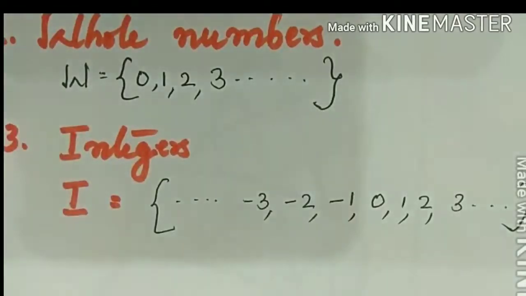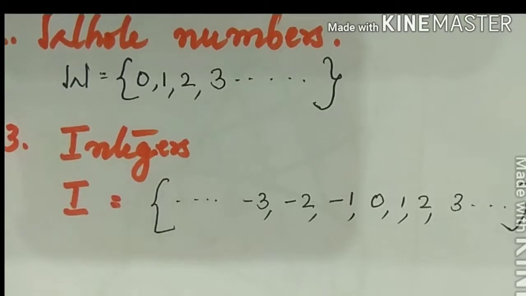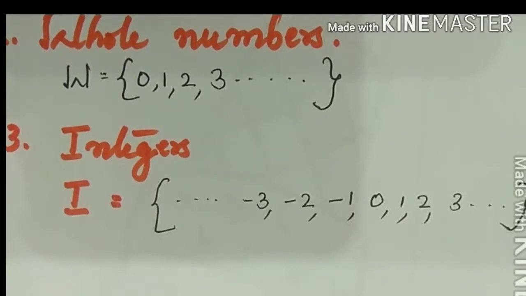So let me revise once again these three sets of numbers that you have learned just now. First of all, we have learned natural numbers. Natural numbers are also called counting numbers. That means it's from 1 to infinity, that means 1, 2, 3 up to infinity.